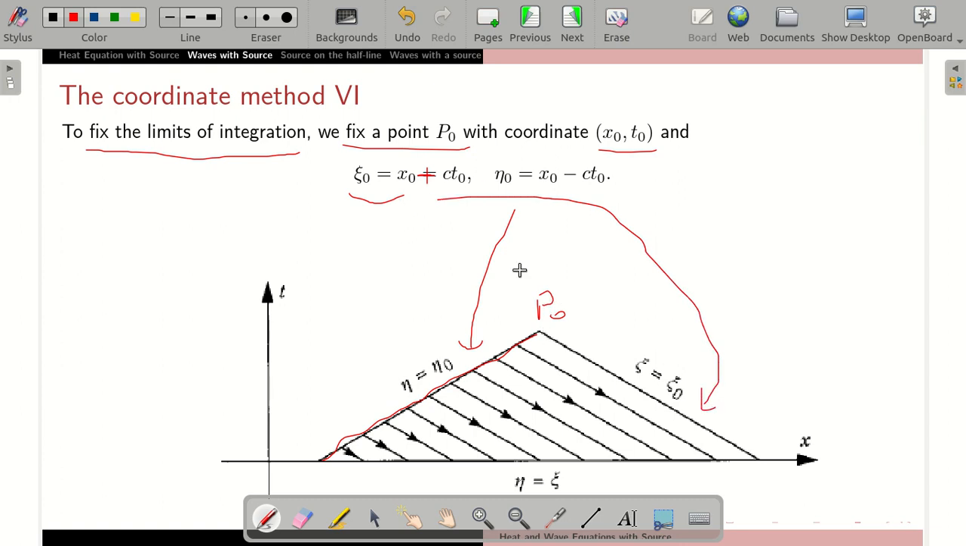So this point is x0, t0. And when t equals 0, this is the x-axis. When t equals 0, since t equals xi minus eta divided by 2c, t equal to 0 is equivalent to xi equal to eta. So this line is xi equal to eta.